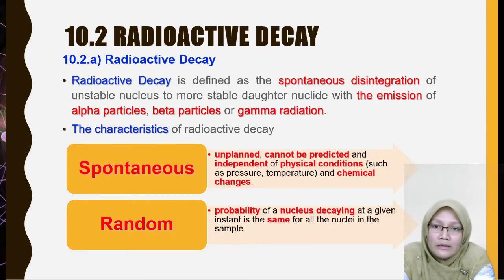Okay, what is meaning of spontaneous? Meaning unplanned, cannot be predicted, independent of physical conditions such as pressure, temperature and chemical changes. Okay, random. Random, probability of nucleus decaying at a given instant is the same for all the nuclei in the sample.